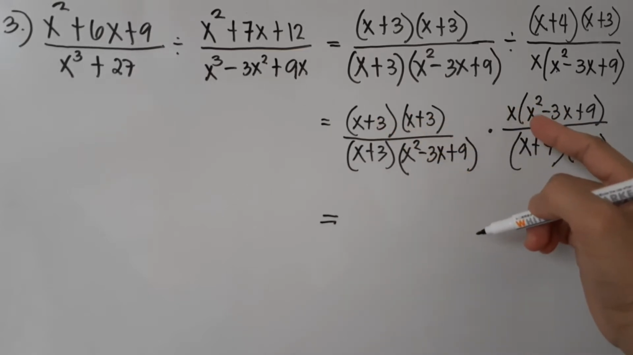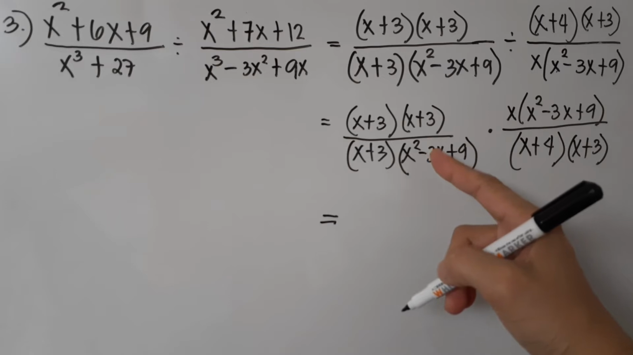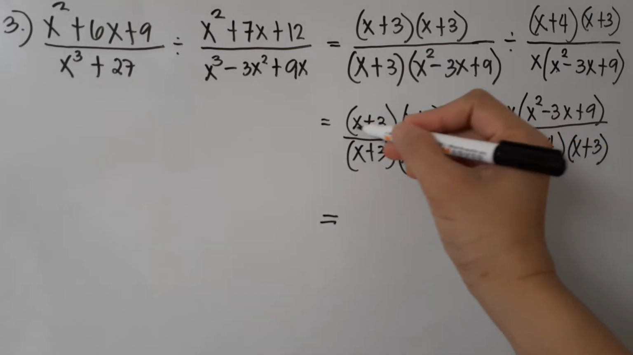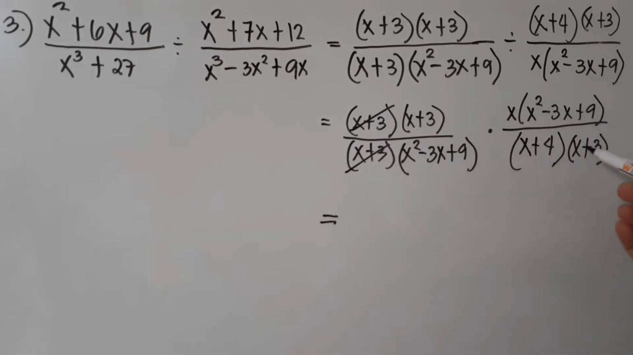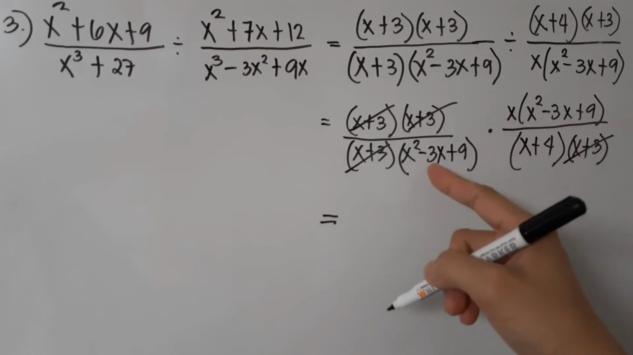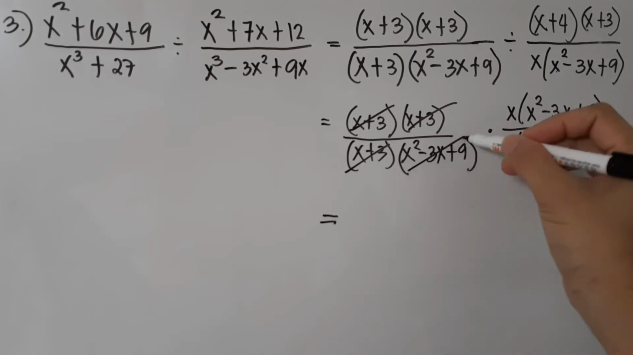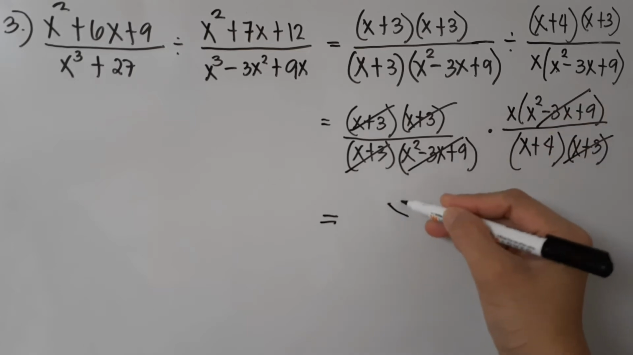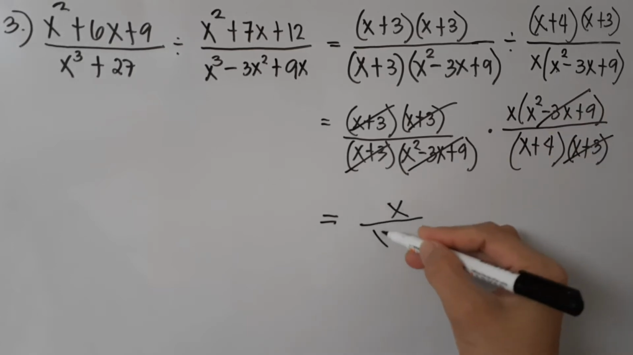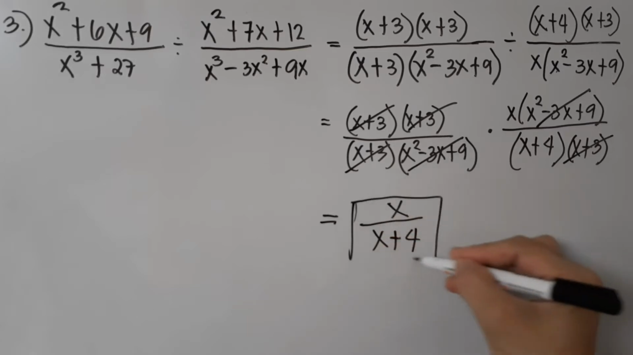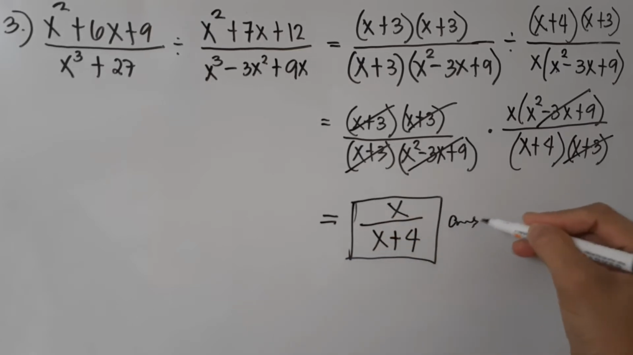Then we will have a common factor, so we cancel out the common factor. From the x plus 3 we have, and then x plus 3 again, cancel out, and x squared minus 3x plus 9 we have also. So the remaining is x over x plus 4, and this will be our answer.